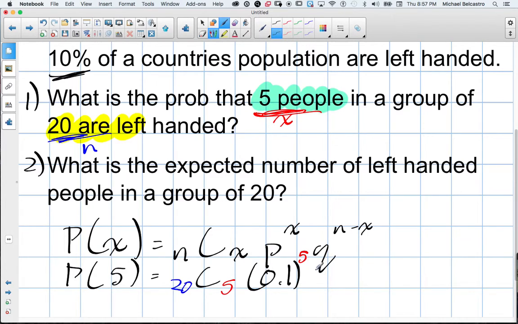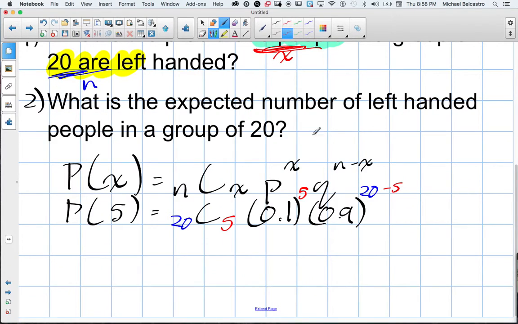Q is the probability of not being left-handed, which if 10% are left-handed, that must mean 90% are either right-handed or ambidextrous or don't have hands. Whatever the number is, it's 90%, okay? And then we do N minus X, so that's essentially the number of failures. So I'll write it in. It's 20 subtract 5, which is 15, right? So we're looking for 15 people in that group being right-handed.